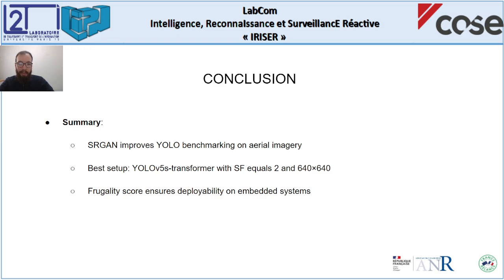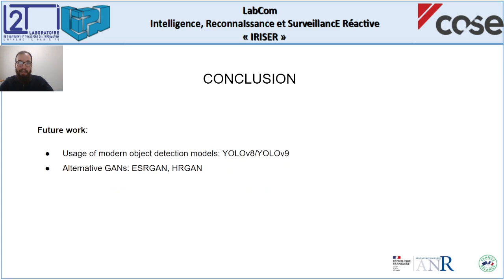Our summary, as I said before: our best scenario, the increase of quality in small object detection, is the YOLO V5 transformer with scale factor equal to 2. The frugality ensures our deployability on embedded systems, and for future work, we are planning to use the newest architectures based on YOLO, and also alternatives to GANs for new super resolution methods.